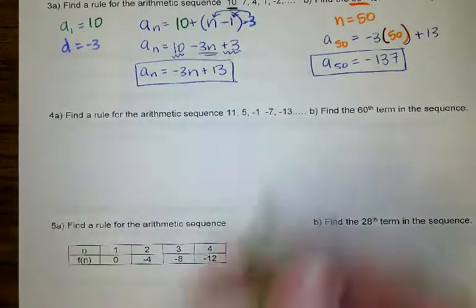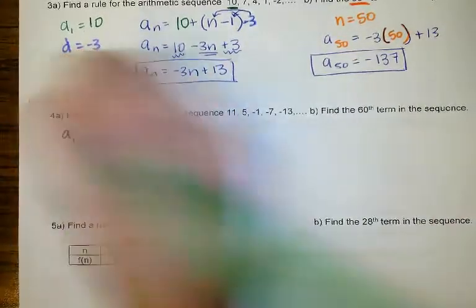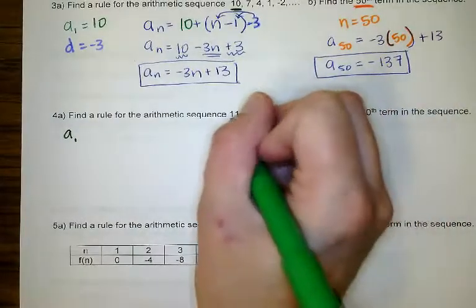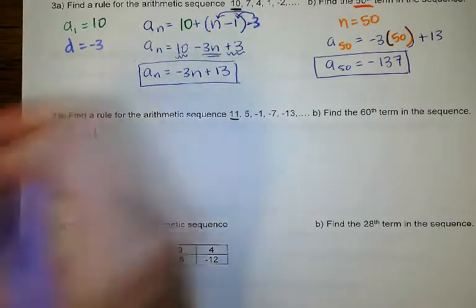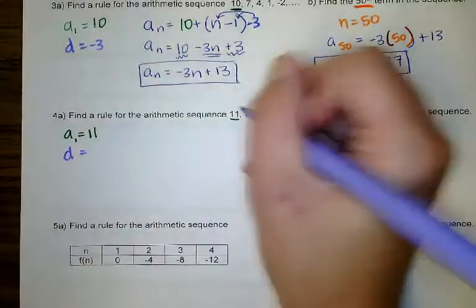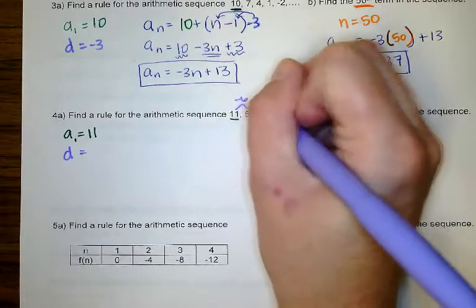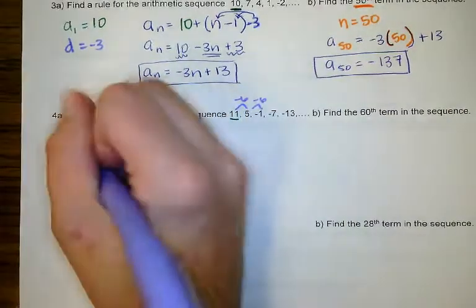Cool. Okay, what is my common difference? What are we doing each time? We are subtracting 6. Excellent. We are subtracting 6 every time. So we have a sub 1 equals 11, and our common difference is 6.